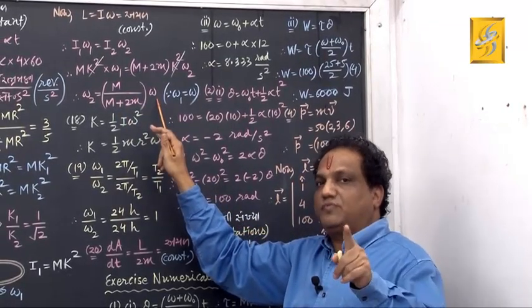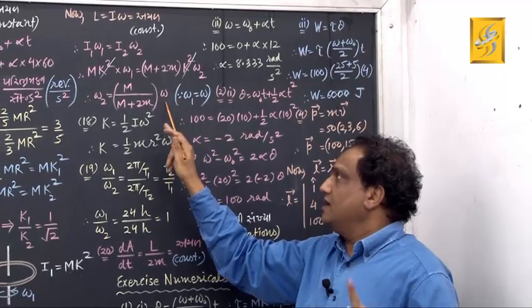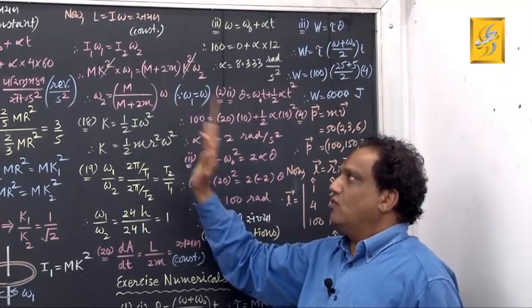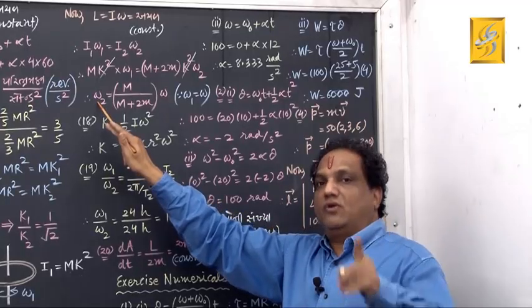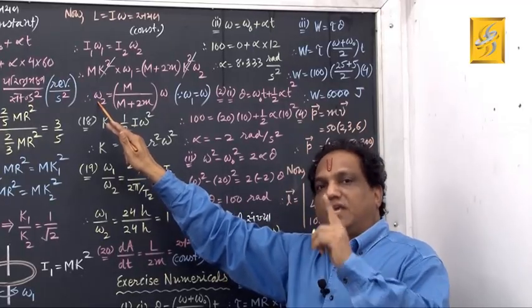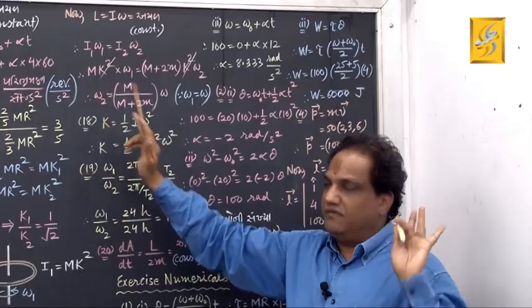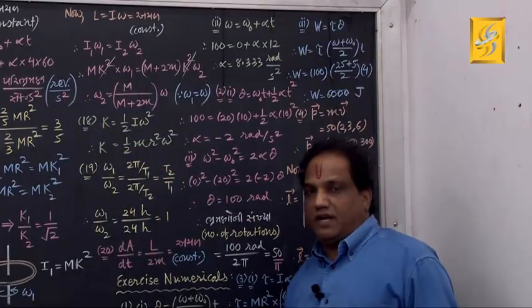But the initial angular speed they have given as only omega, so instead of omega 1, I am just putting omega. So this is the final answer, where you found out the angular speed of the ring in the final condition. Okay. Fine. Read number 18 now.